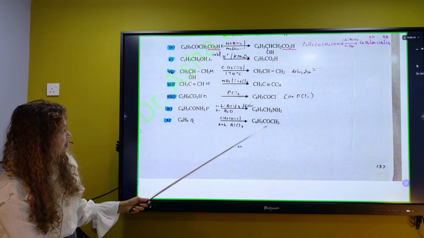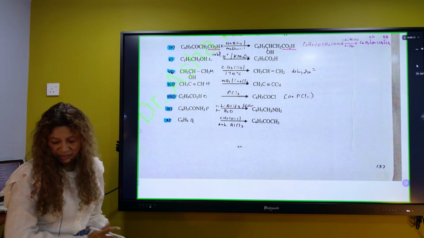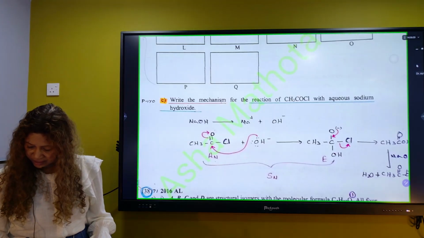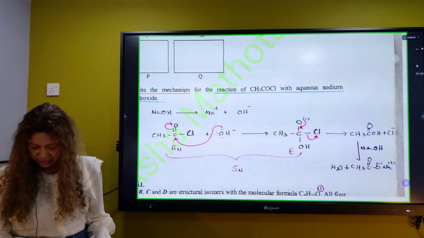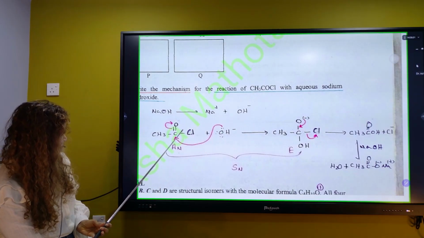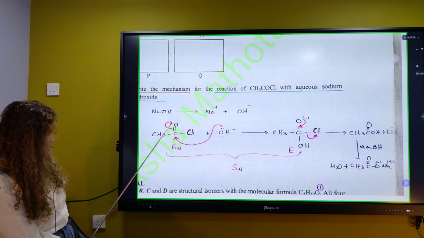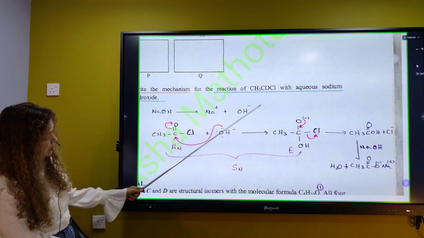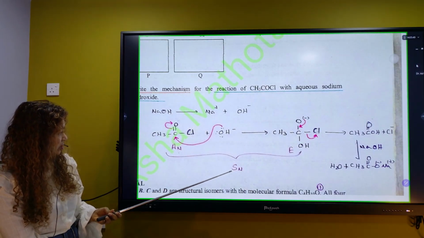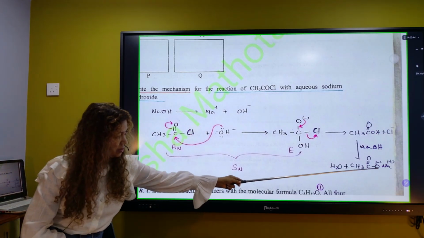This is Friedel-Crafts acylation. CH2COCl and anhydrous aluminum chloride. And then this little mechanism: sodium hydroxide gives OH minus, which is the nucleophile. So the first step is a nucleophilic addition, and then this oxygen needs to come back to make this double bond, so that chlorine gets eliminated. So the final reaction is nucleophilic substitution. Cl gets away, ONa joins here.